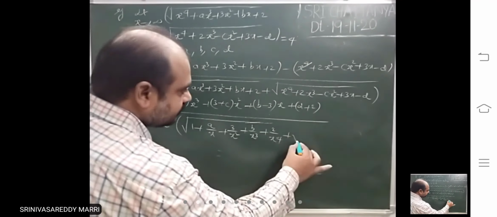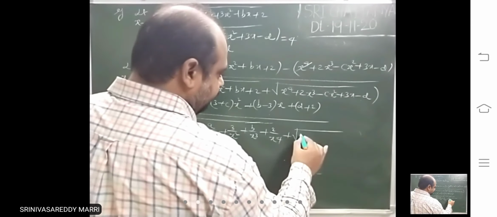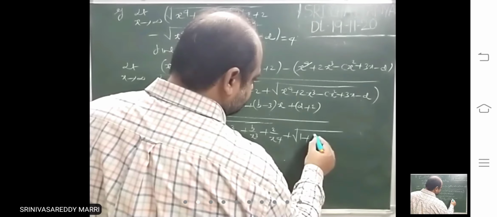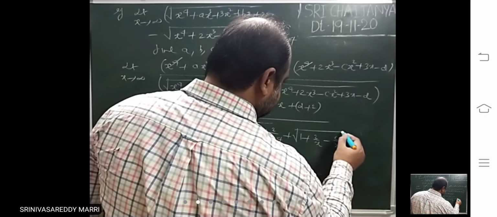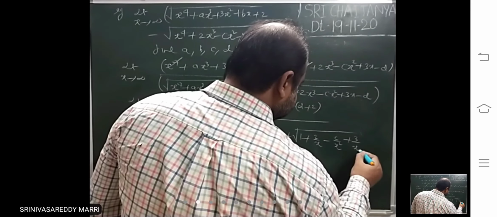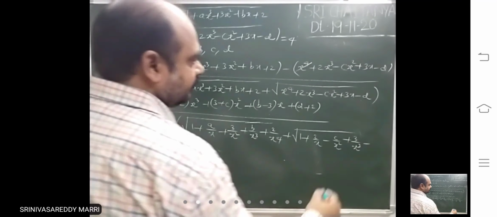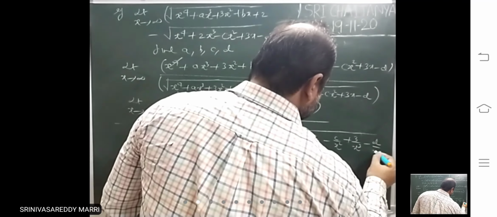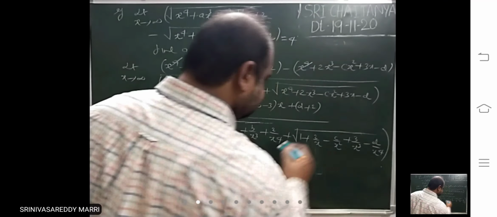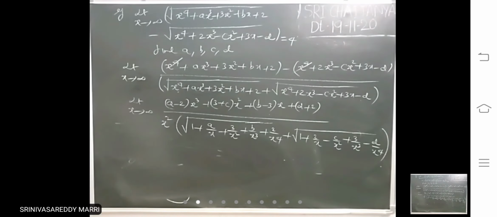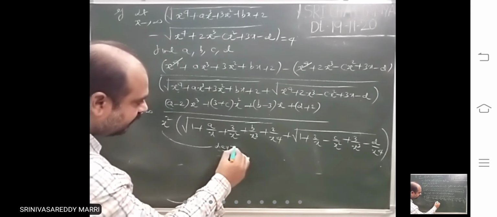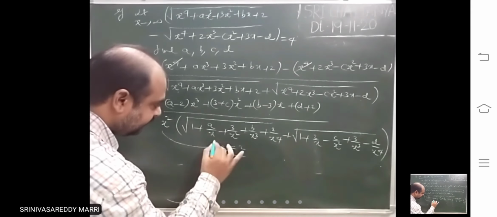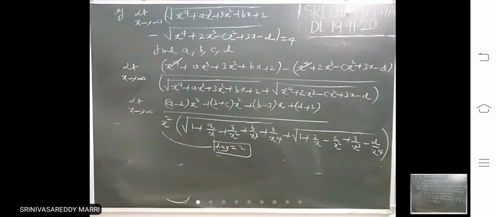plus here root of 1 plus 2 by x minus c by x square plus 3 by x cube minus d by x power 4. This you got, right. Now look at the degree clearly, the new denominator degree. What is the x power you got common? That is called degree. Degree is 2.